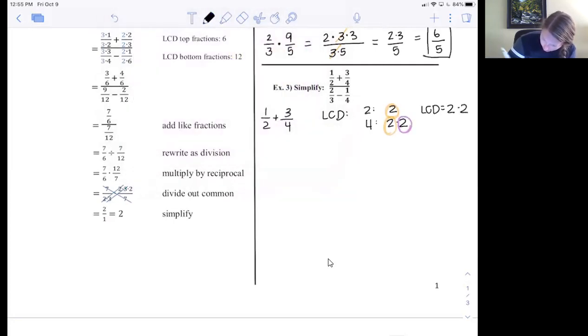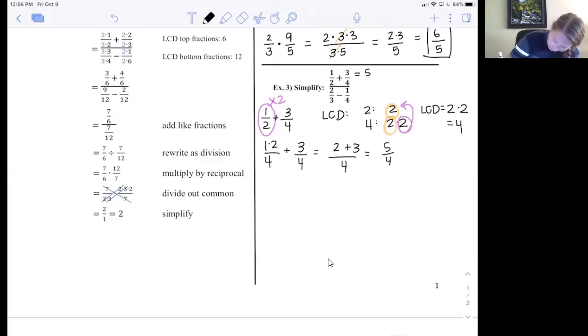So times by 2. But then remember, this 2 right here, I've got to make sure to multiply up here. So I'm going to look at where this 2 applied to, so apply it to that. I've got to make sure I times this whole thing by 2. So on top, I'm going to have 1 times 2 over our LCD, which is just 4. Then add, and I didn't need to times 3 by anything, so it's just 3 over our LCD, which is 4. So I have 2 plus 3 divided by 4, which gives me 5/4. Okay, so that's going to be that top right there.